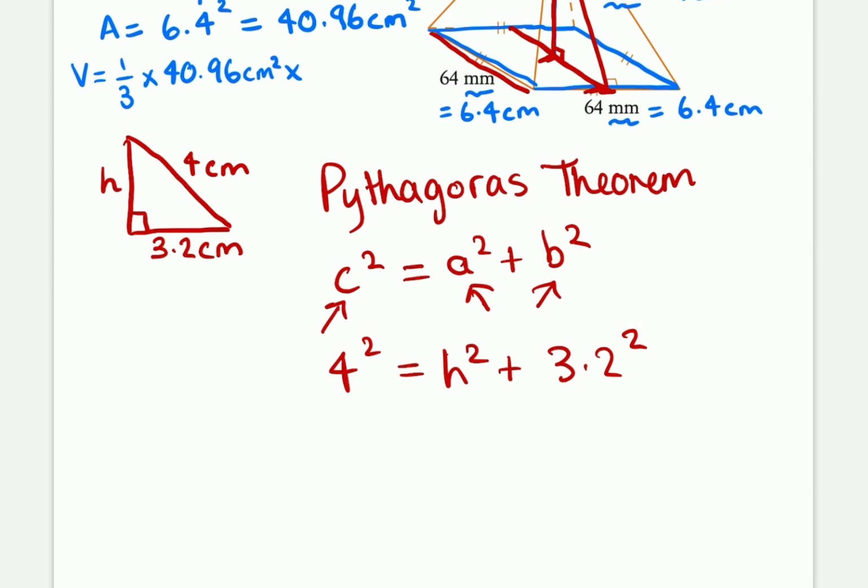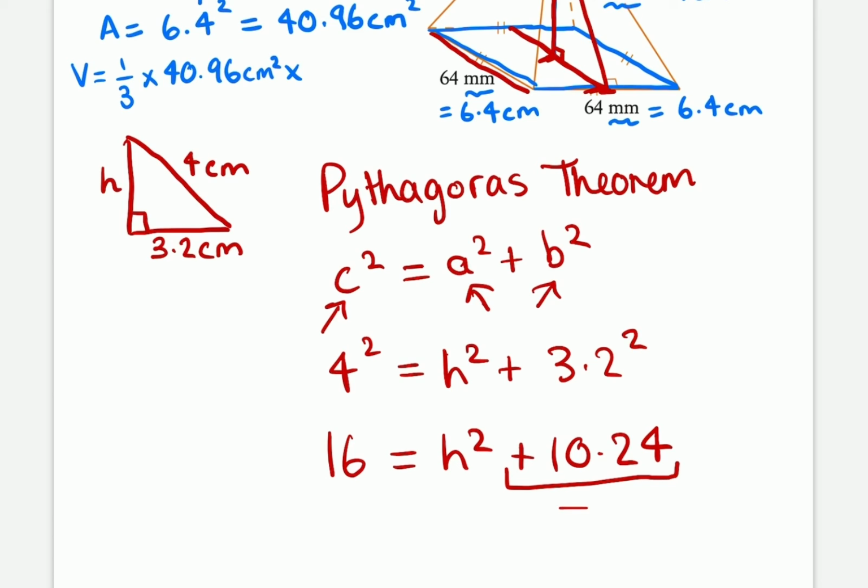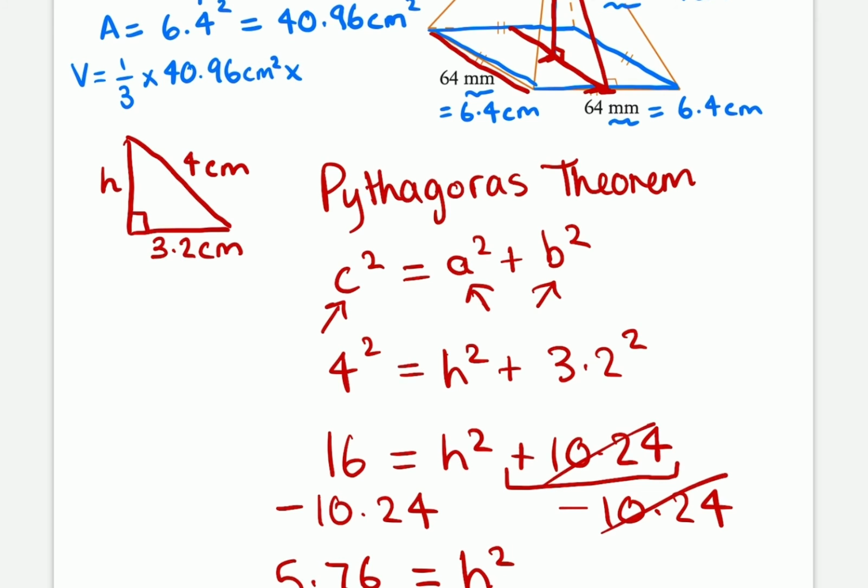All right, so this is quite a long question. So 4 squared over here is 16 equals h squared plus 3.2 squared is 10.24. We want to isolate h, so we need to get rid of this here. So let's subtract 10.24 from both sides. And we end up with 5.76 on the left-hand side and h squared on the right-hand side because these just cancel out.